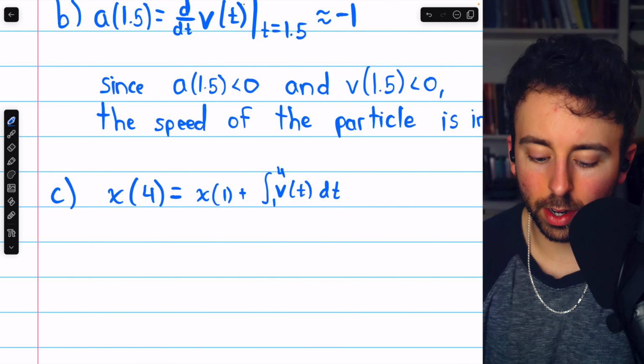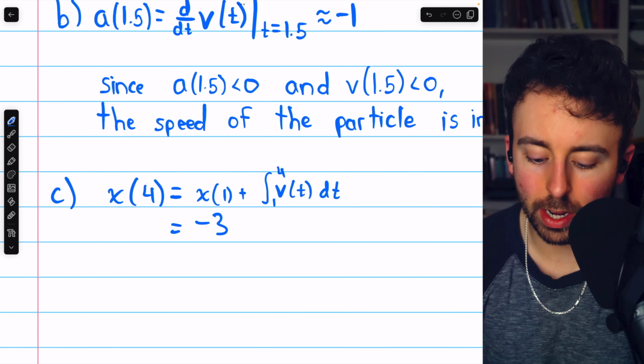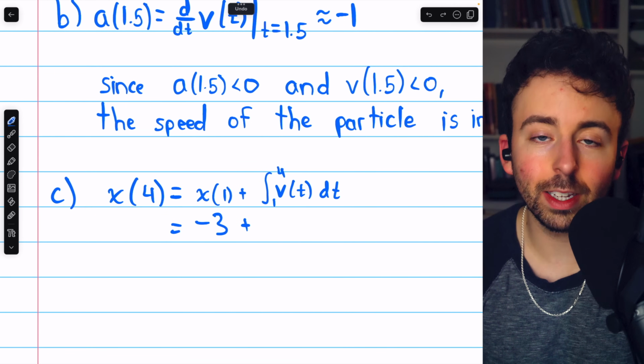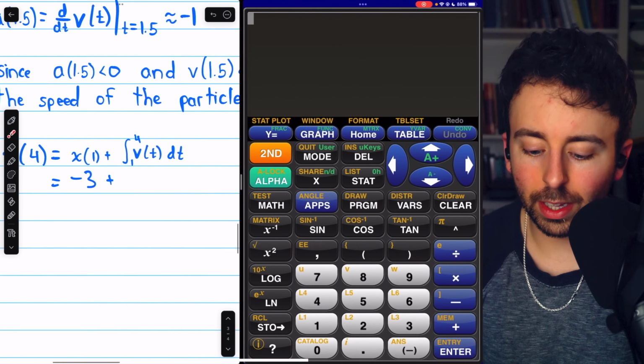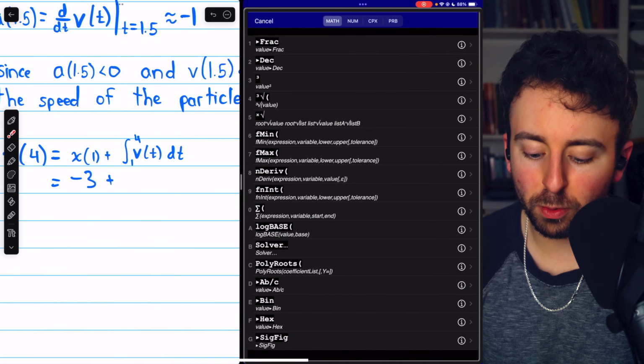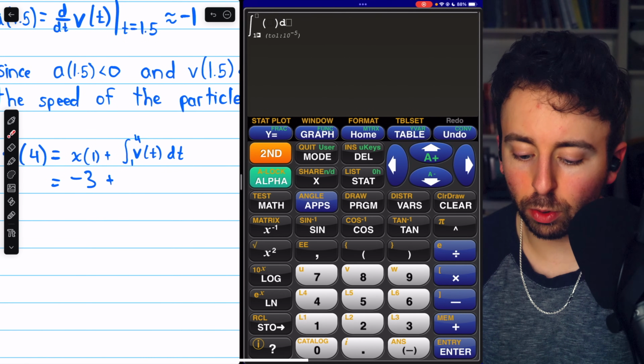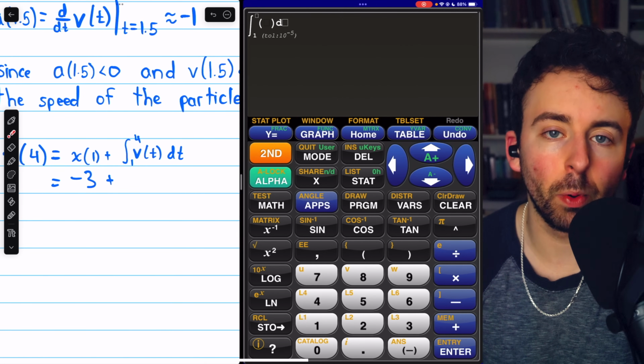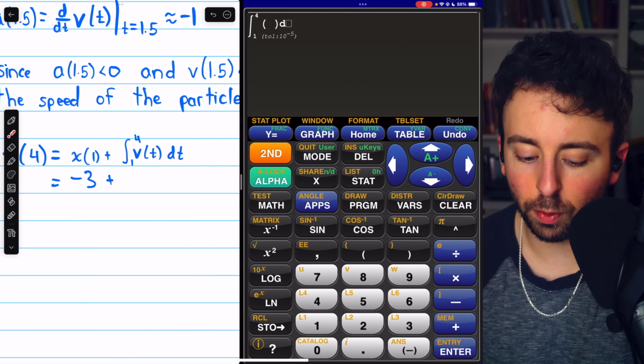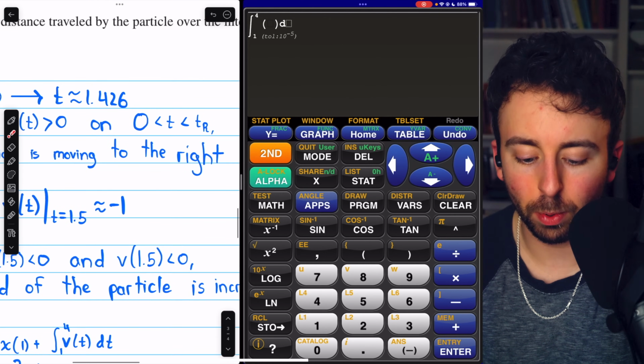Now, x of 1 is given to us as -3, and for this integral, we will consult the calculator. On the calculator, I'll press the math button, and then option 9 for the integration function. We are integrating from t equals 1, because that was the starting point that we were given, to t equals 4, since that's the desired ending point.